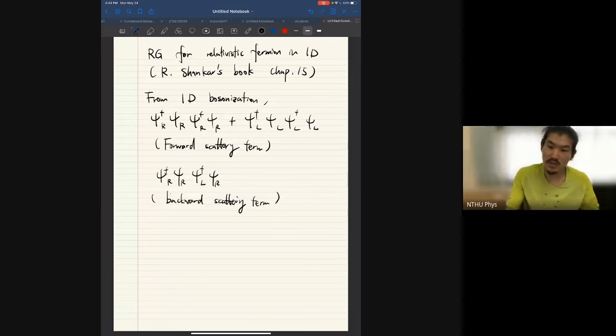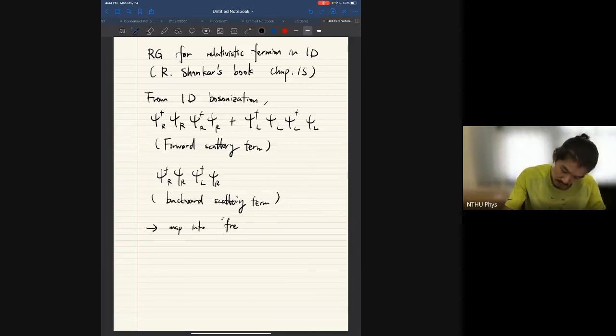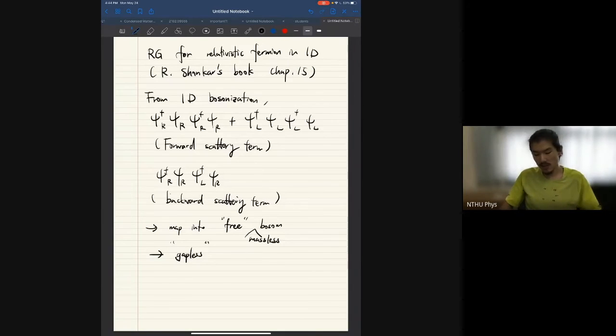From this bosonization, we know it can be mapped into a free boson, and it is a massless free boson, which indicates it's gapless. So we basically learn that for the interacting fermion case, if it is a Luttinger liquid, or if we only consider the forward and backward scattering, the interaction still does not open a gap in the spectrum. So it's still a gapless case, okay?